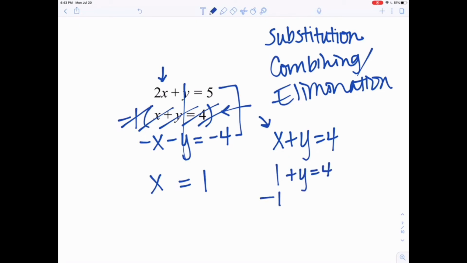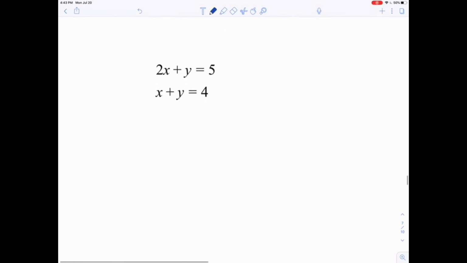I subtract because I want to get the y by itself on one side of the equal sign, and that 1 is added to the y, so I'm going to subtract. And whatever I do to one side of the equal sign, I also have to do to the other. This cancels out, and I'm left with y by itself on this side, and 4 minus 1 is 3. So x equals 1, y equals 3. And that's it. That's my answer. Okay? So we do this with the process of elimination or combining.